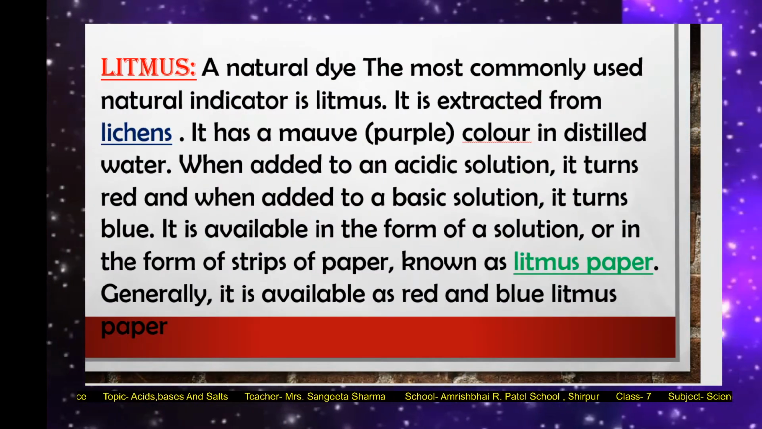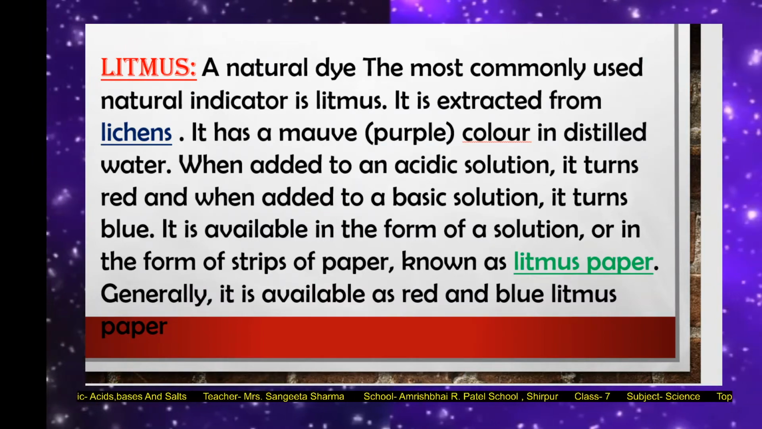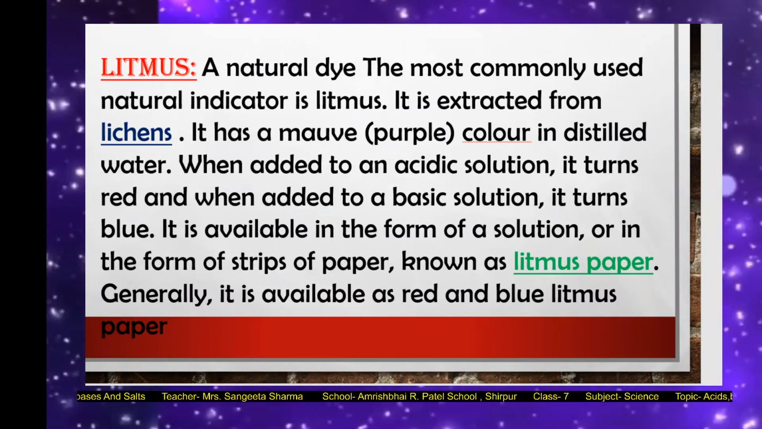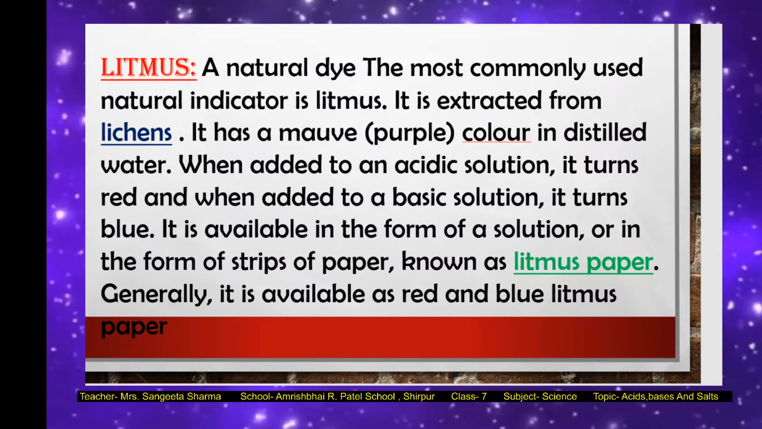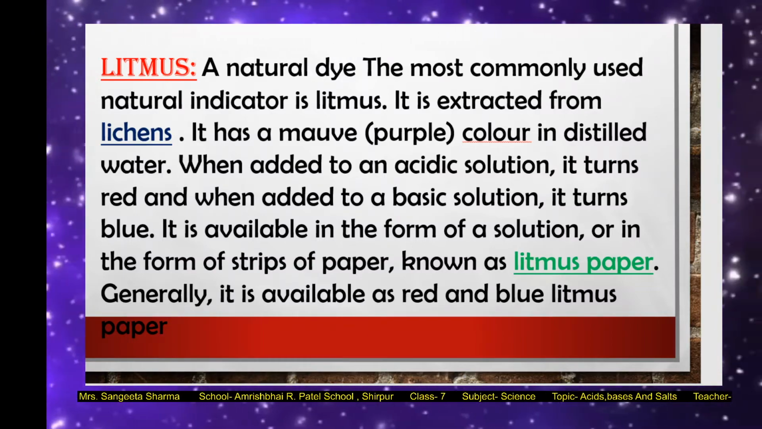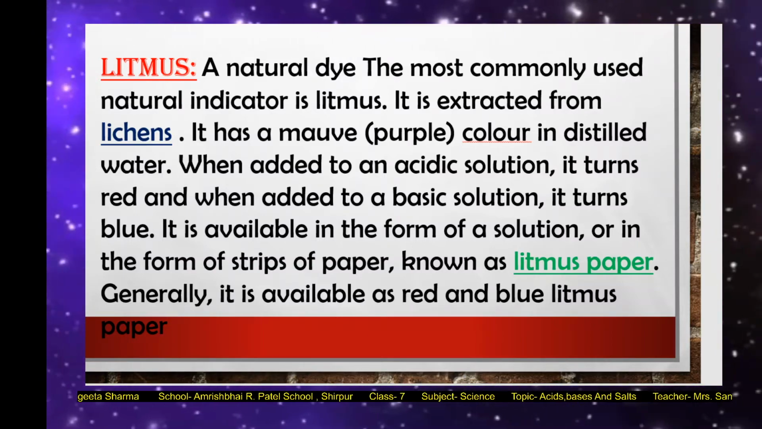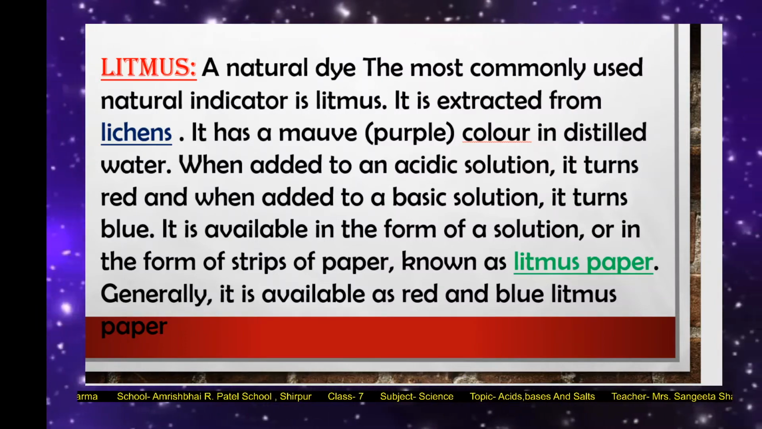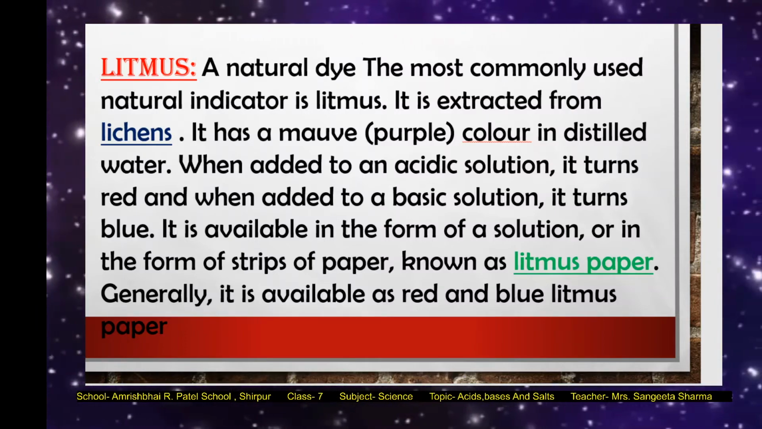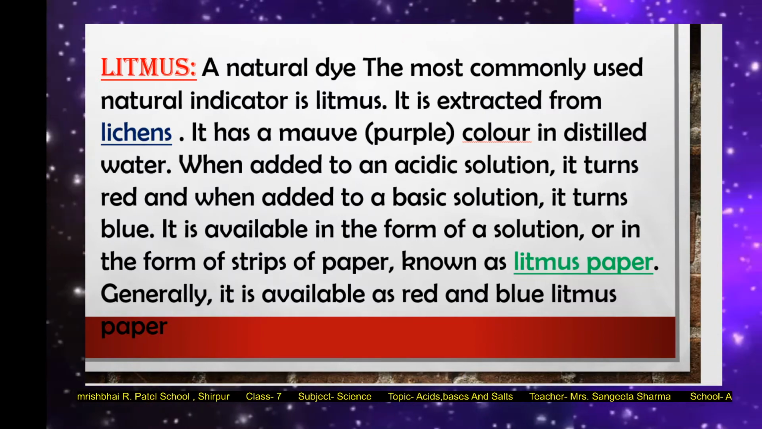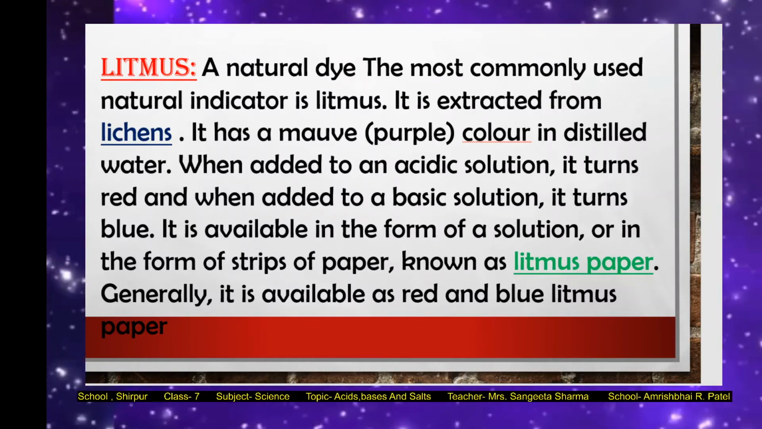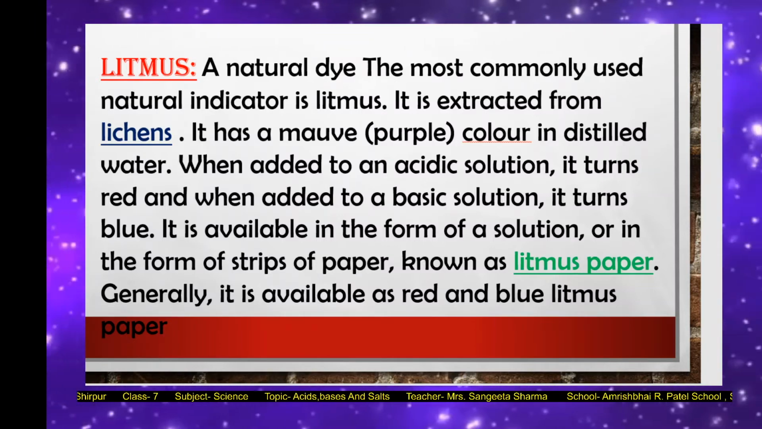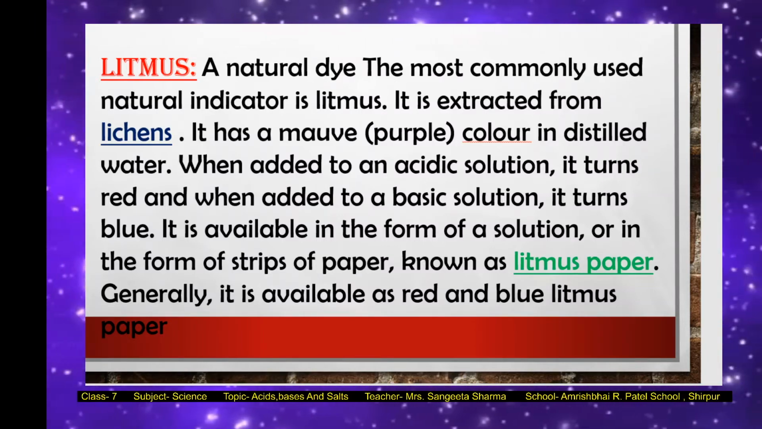It is a natural dye, the most commonly used natural indicator, and it is extracted from lichens. It is a plant. It has a mauve, that is a purple color, and we are using this mauve in distilled water. When added to an acidic solution, it turns red, and when added to a basic solution, it turns blue.